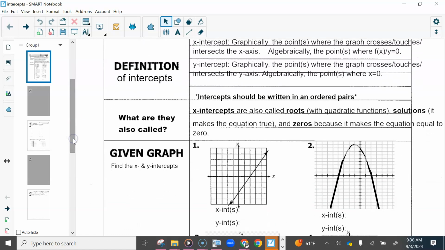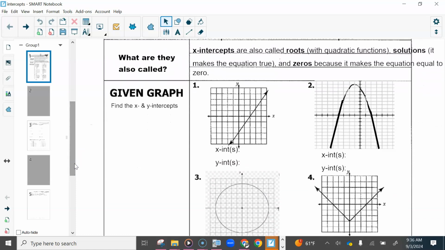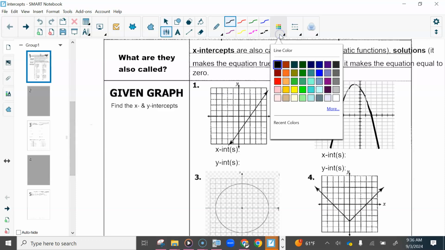When we write our intercepts, they should be in ordered pairs. And then you may also see some of these words. X-intercepts are also known as roots, which go more with quadratics. Solutions, we kind of talked about that with slopes. And zeros. So if you see, find the zeros, it's talking about x-intercepts. Find the roots, or find the solutions, it's talking about x-intercepts. So from these graphs, we're going to find the x and y intercepts from the graph.